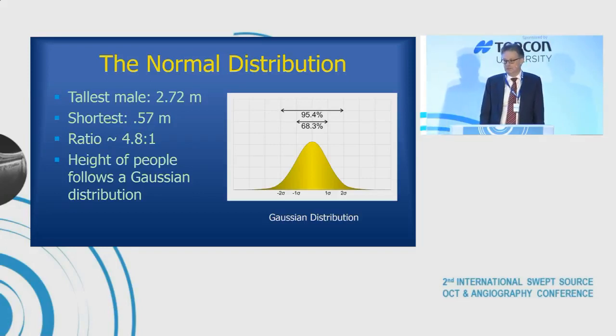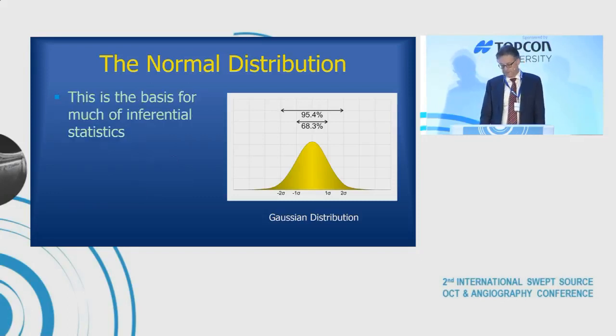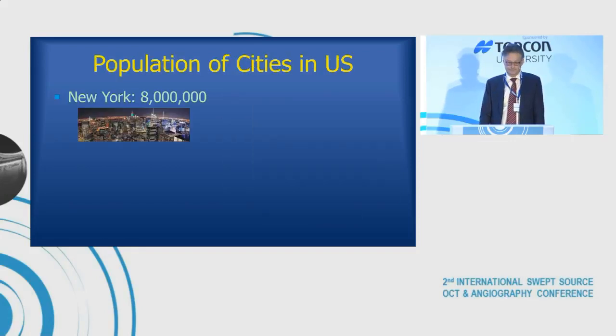The Gaussian distribution has certain characteristics. We can look at standard deviations, and 68% of whatever you're looking at is within one standard deviation, and 95% is within two standard deviations. And a lot of the statistics that we use in medicine, particularly inferential statistics, are based on this idea.